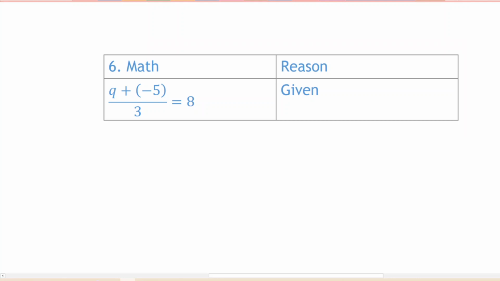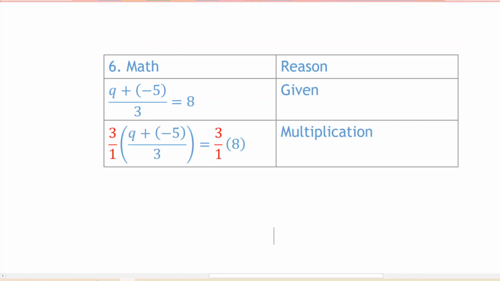So what we're going to do is we're going to multiply by the reciprocal of that denominator. So we're going to multiply by 3 over 1. Actually, it's not the reciprocal of the denominator. It's just we're multiplying by the denominator itself. So if the denominator of the left side is 3, we're going to multiply everything by 3.